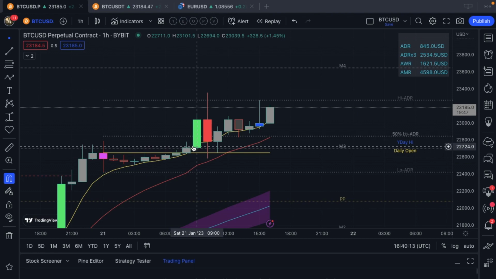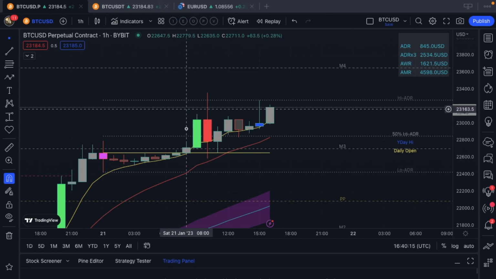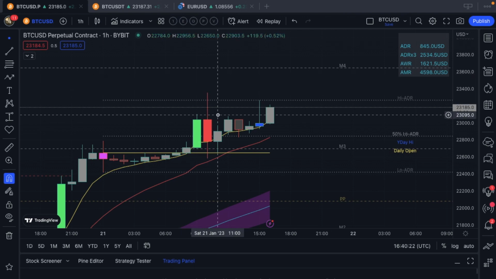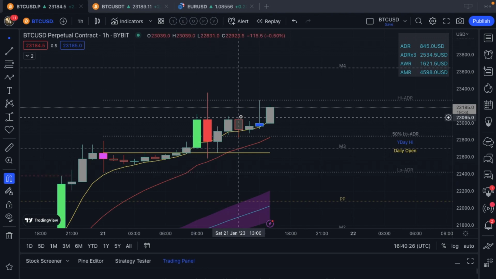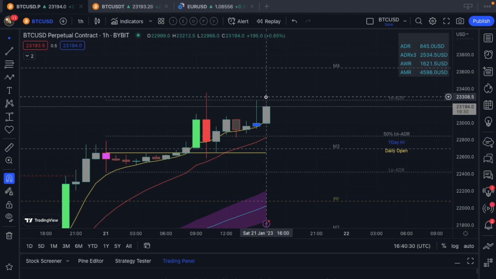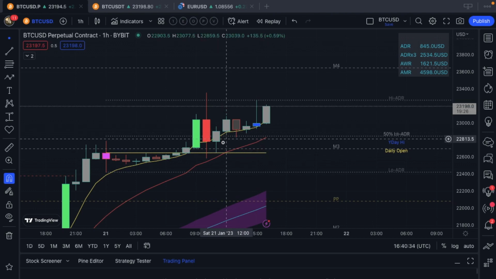So you know those days where London has a big push to the upside, New York open rips it to the highs, goes for a stop hunt, and then comes back down. Again, another stop hunt, and then back up. Right? Okay, so that's how we're looking at this.